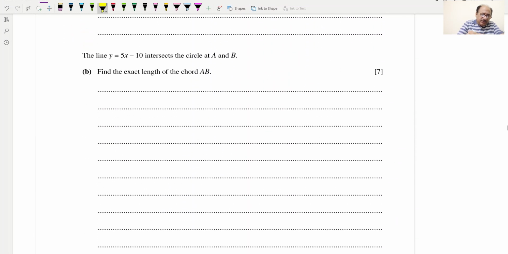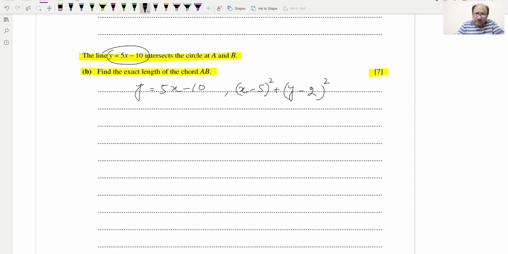Then the B part. They're saying the line intersects the circle at A and B. Find the exact length of the chord AB, and this is a 7 marks question. So the line equation is this one. We can rewrite y is equal to 5x minus 10, and the equation of the circle, which we have done in the previous part, is (x minus 5) squared plus (y minus 2) squared is equal to 13.